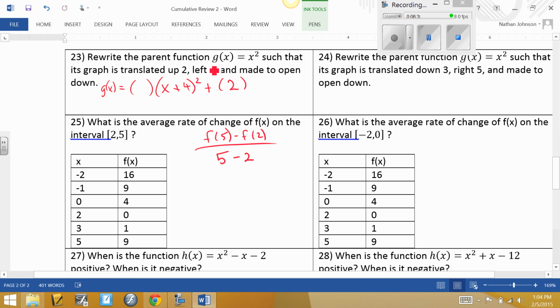parentheses. And they don't tell us anything about making it wider or narrower or dilating it in any way. So we know it's going to be 1, it's just whether it's positive or negative here. Since it opens down, we're going to put a minus. So let's rewrite that entire function. Negative x plus 4 squared plus 2. Take a second, try out problem 24.